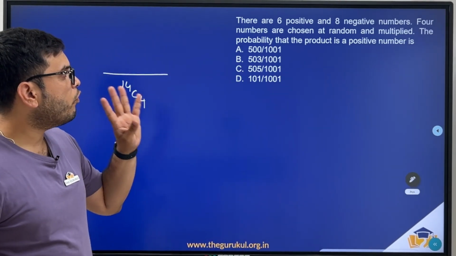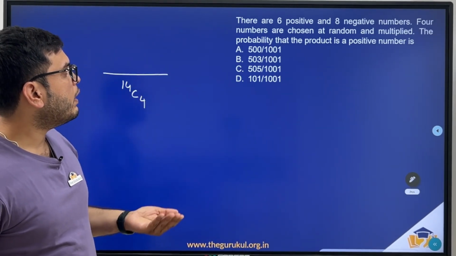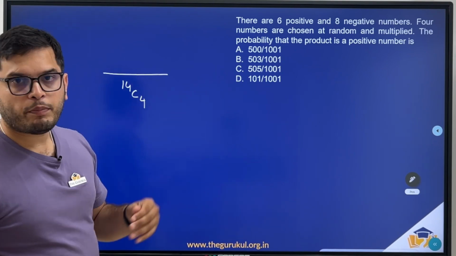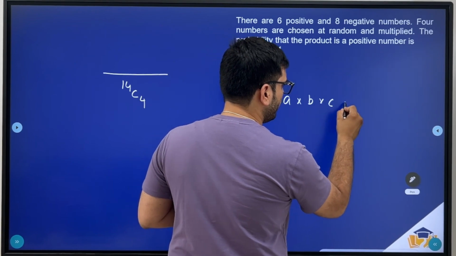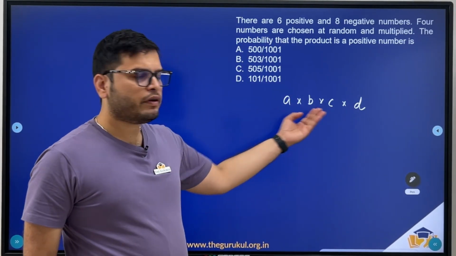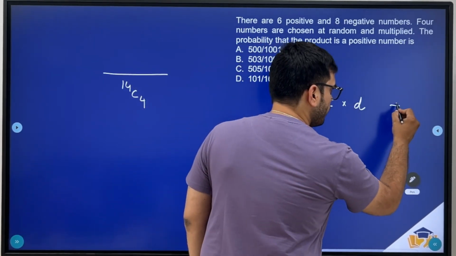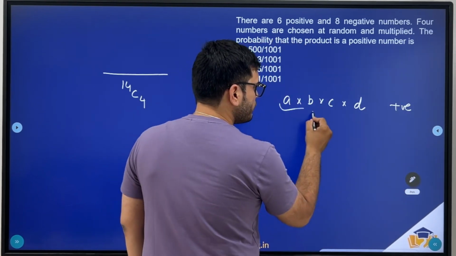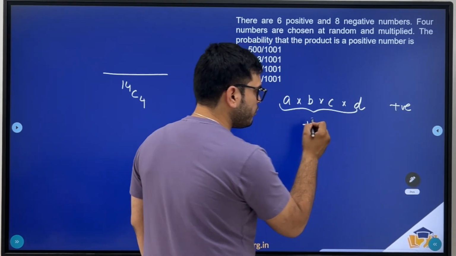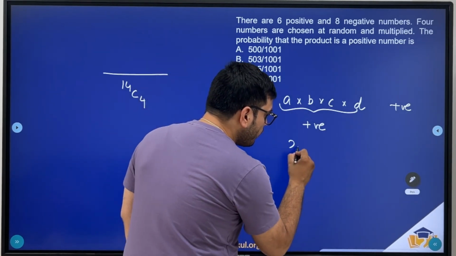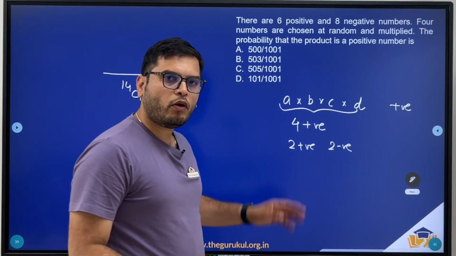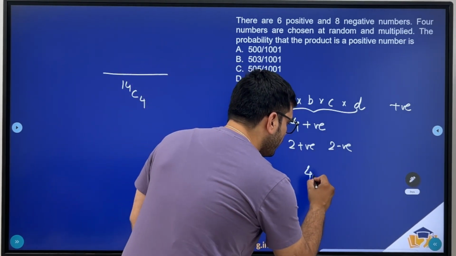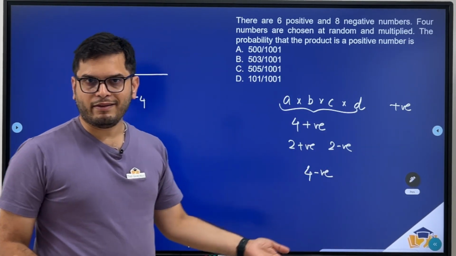Now we need to select 4 numbers such that when they are multiplied, it should be a positive number, right? So we have A into B into C into D, right? Now for this to be positive, all these 4 should be positive. That is one case. Now 2 of them are positive and 2 can be negative. That is one more case. And all these 4 numbers can also be negative. So you have 3 cases, right?